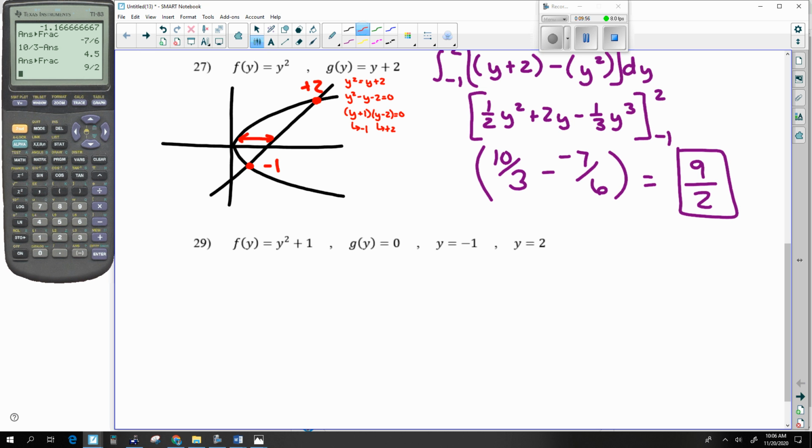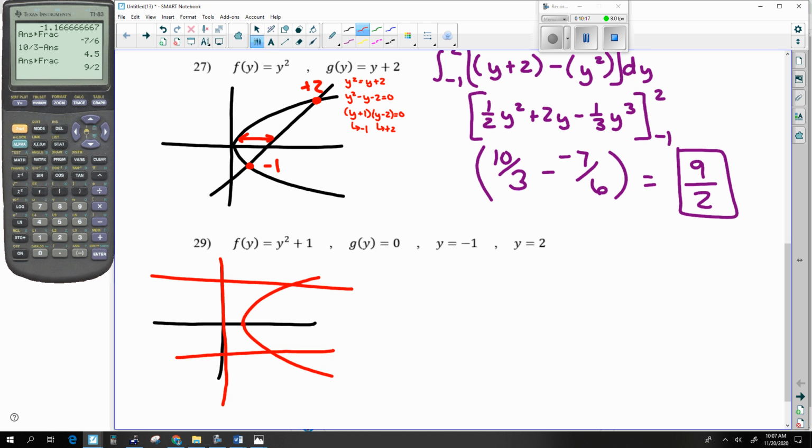Okay, y squared plus 1. So this would have a kind of like a y-intercept of +1. In this case, it's an x-intercept of positive 1. X is equal to 0. Y is equal to negative 1. Y is equal to positive 2. So this is our bound. Again, right minus the left, and this one's going to the axes, so this is good to go.